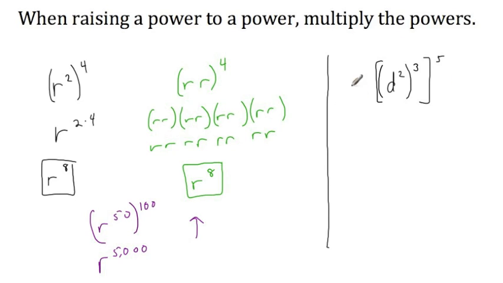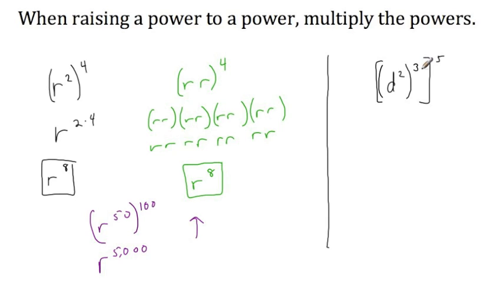Now let's consider another example. This is d squared to the 3rd power to the 5th power. Here I'm raising exponential expressions to powers, but I have multiple sets of grouping symbols. Generally, the rule when working with multiple sets of grouping symbols is to work from the inside out. There's nothing I can do on the innermost set of parentheses. I can't really simplify d squared.